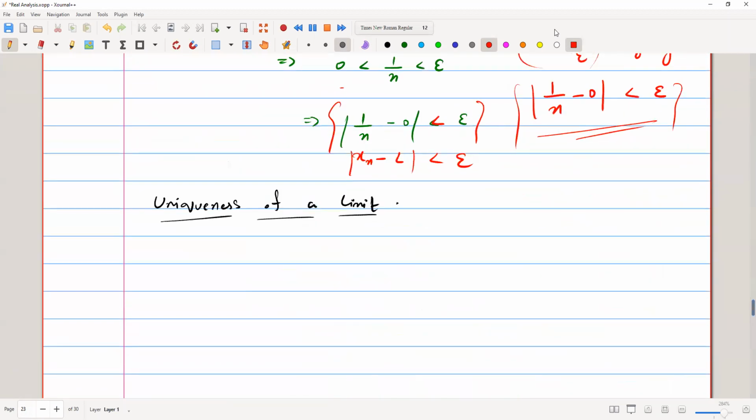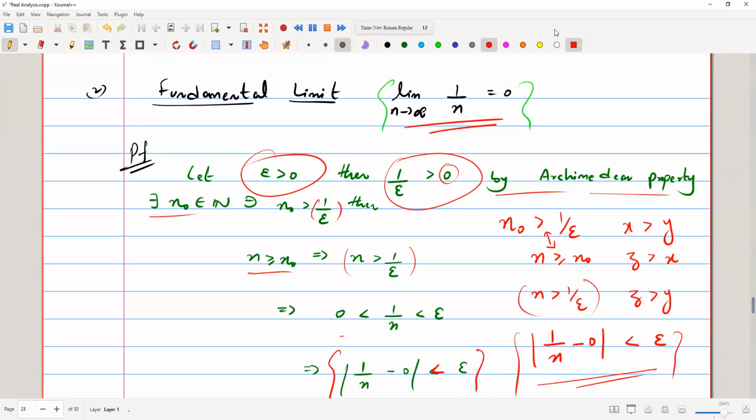In the next class, we will talk about the uniqueness of the limit, and then we will take some theorems on limits and convergence. We will talk about the convergence criteria, the Cauchy criterion, and some other topics as well.